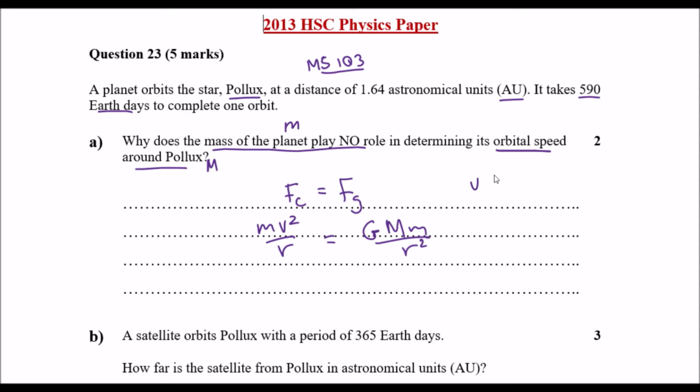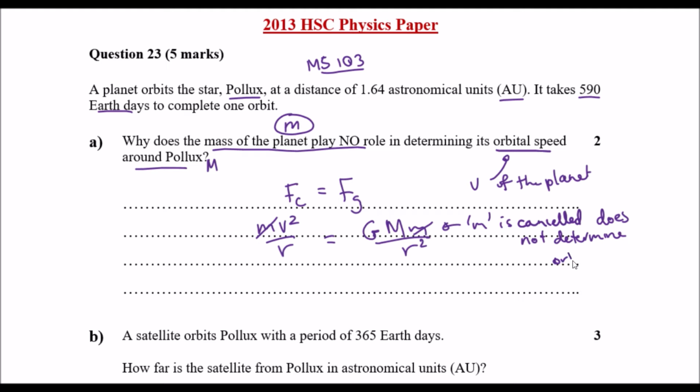So v in this case is the orbital velocity of the planet. If I solve for this equation, you can see how the two masses, the two little m's, cancel out. So just by that, it already demonstrates it doesn't need to be accounted for in its orbital speed. So m is cancelled, does not determine orbital speed of planet.